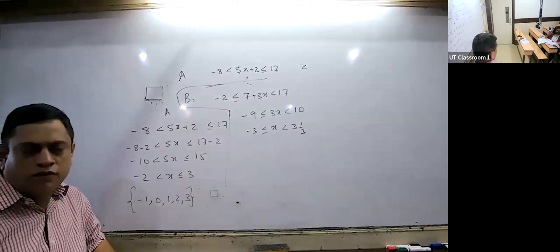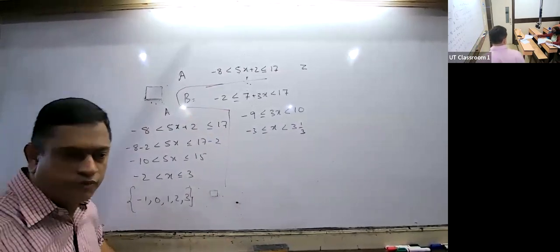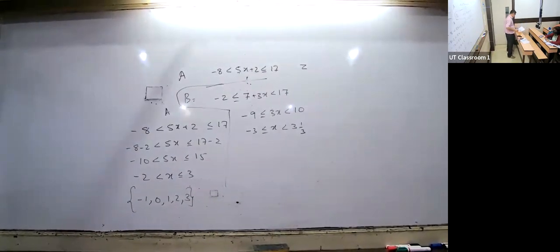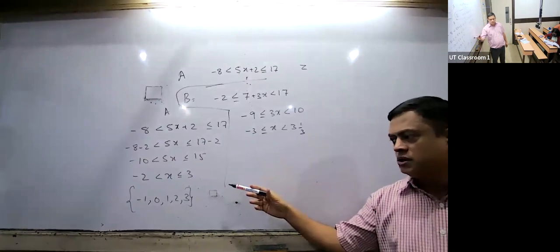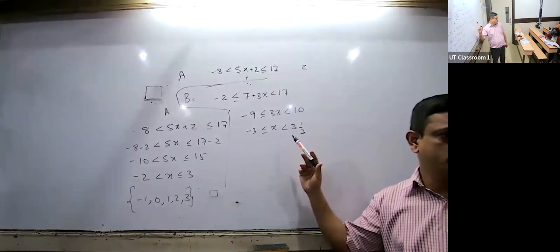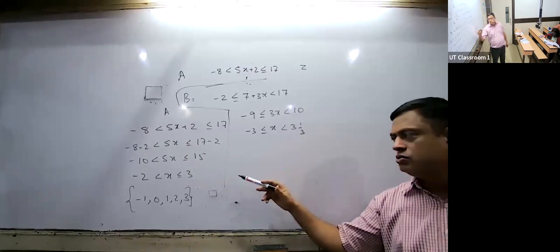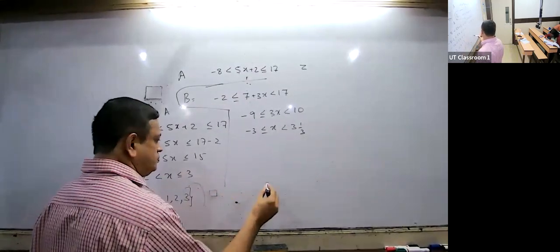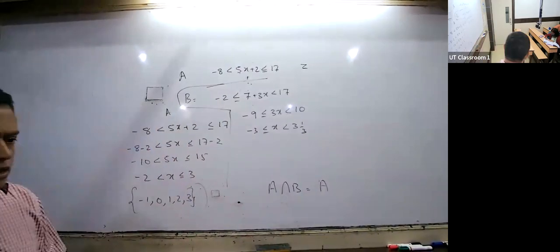Now you have to find out the intersection. Intersection means the common part between A and B. Next, check the intersection: does -1 belong to A? Does -1 belong to B? Yes, sir. 0 belongs to A, 0 belongs to B. Yes, sir. 1, 2, 3. So A intersection B is the same as A. So B is a superset of A, A is a subset of B.